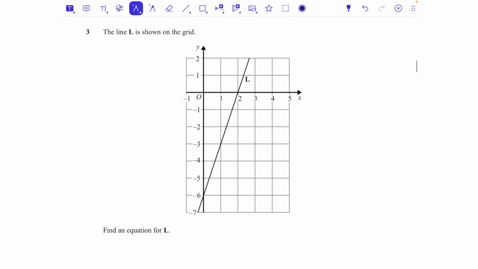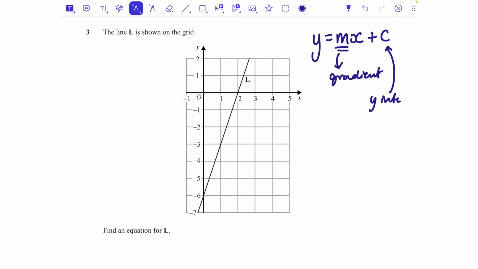Question number 3. The line L is shown on the grid. Find an equation for L. So the equation of any straight line is y equals mx plus c, where m is your gradient, the steepness of the line, and c is the y-intercept, which is where it crosses the y-axis. The y-axis is this one here.